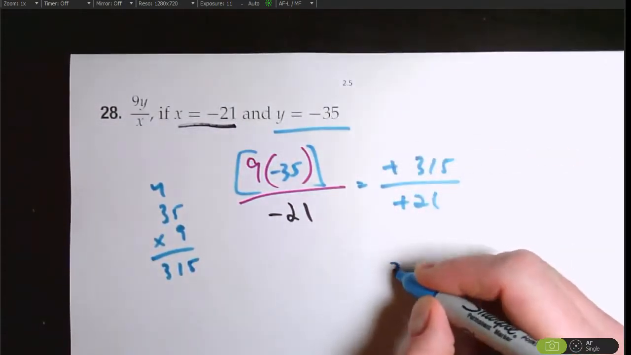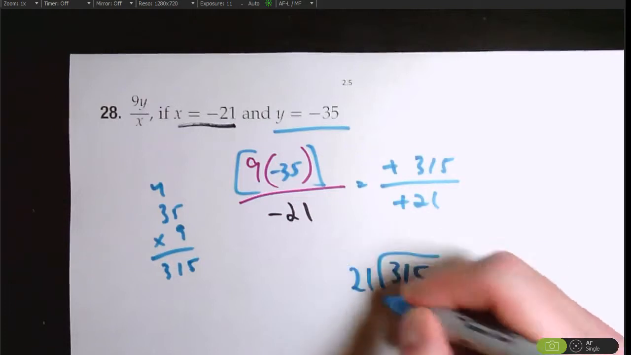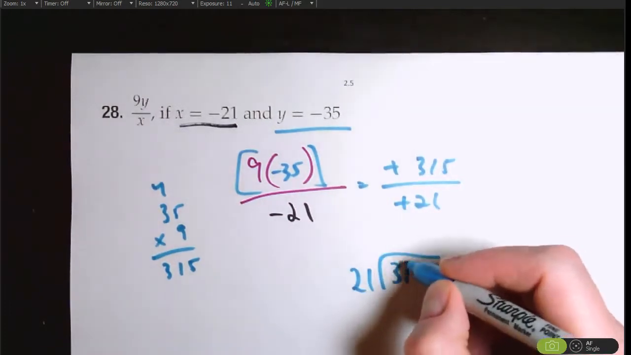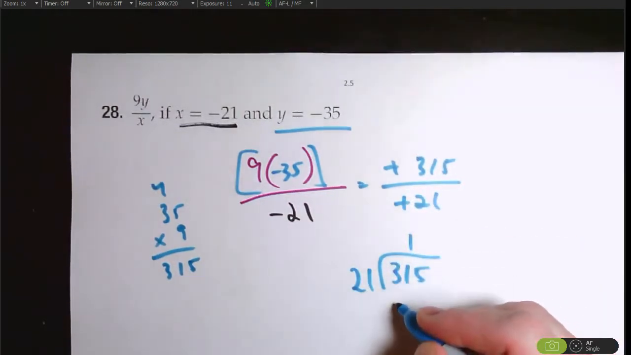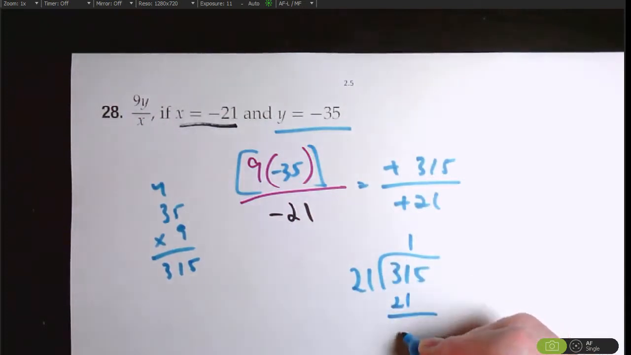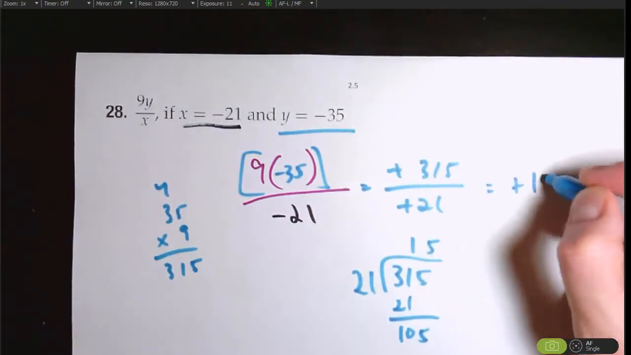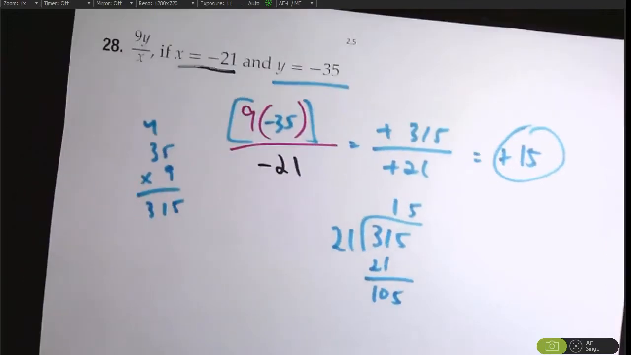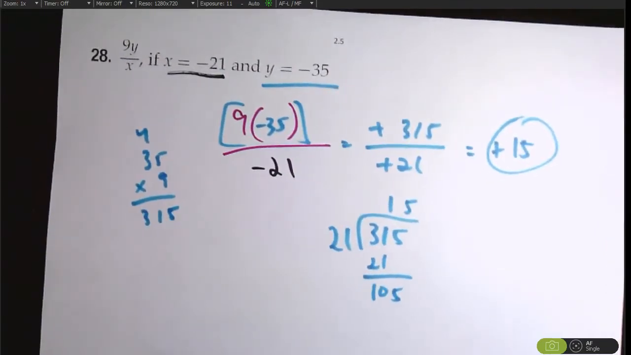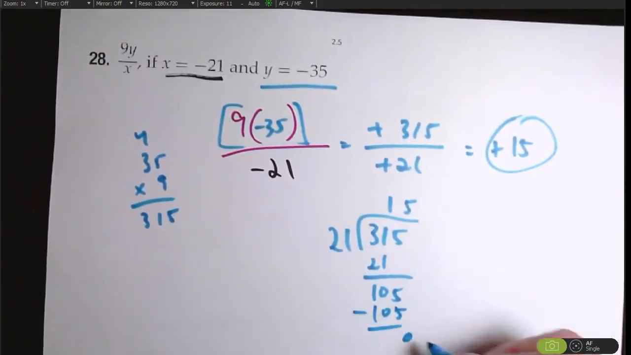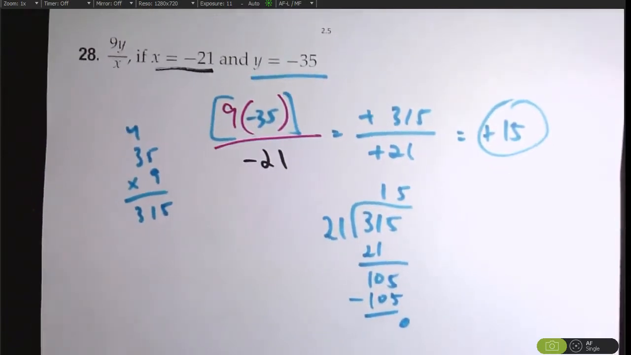Now the problem is doing 315 divided by 21. It goes into 31 one time for 21. Subtract that, becomes 10, drop in the 5. It goes into 105 5 times. So this ends up being positive 15. I should have shown this. Sorry, just skipping steps because it's all the arithmetic.